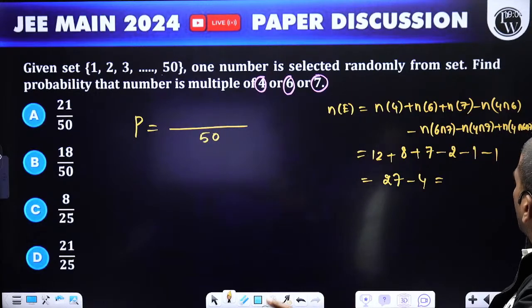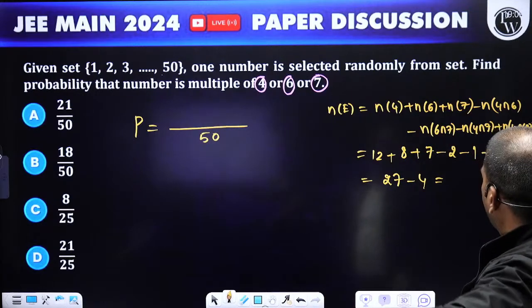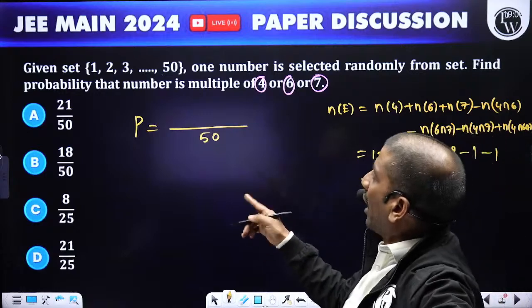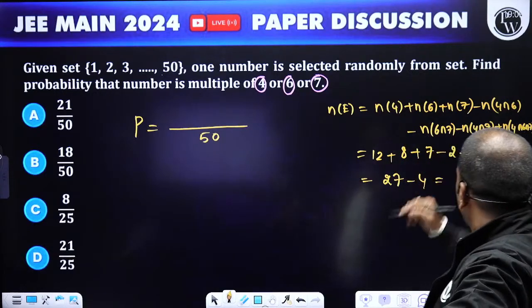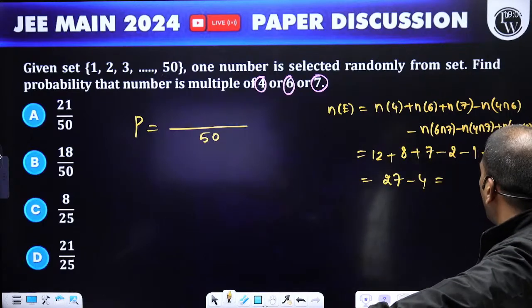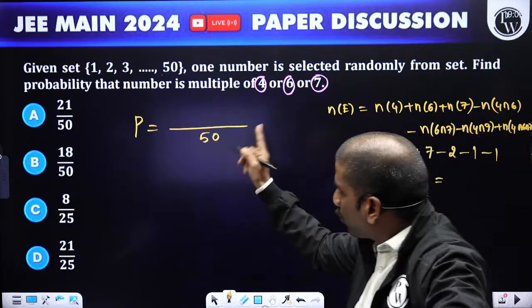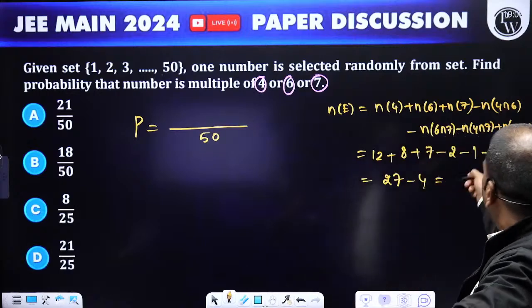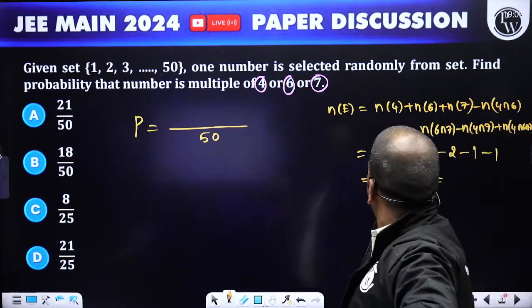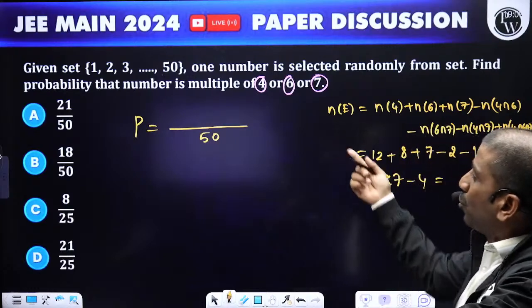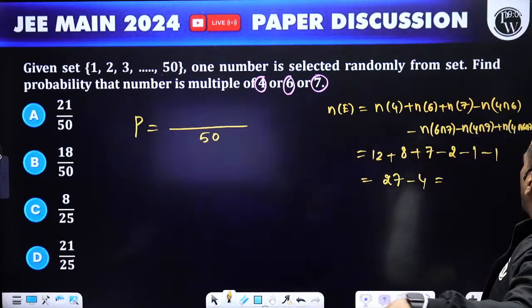So 27 and 4 and 6, 24. 24 2 times, so 24 times 2, 48. So 6 and 7, 42. So 42 times 1, there is only 42. Next, 4 and 7, 28 and 28 and 56. No 56. So these are the numbers.